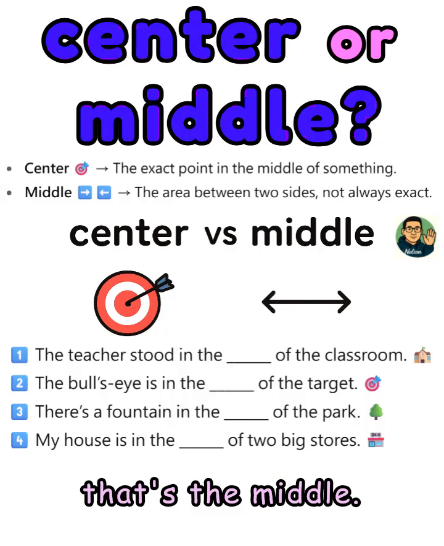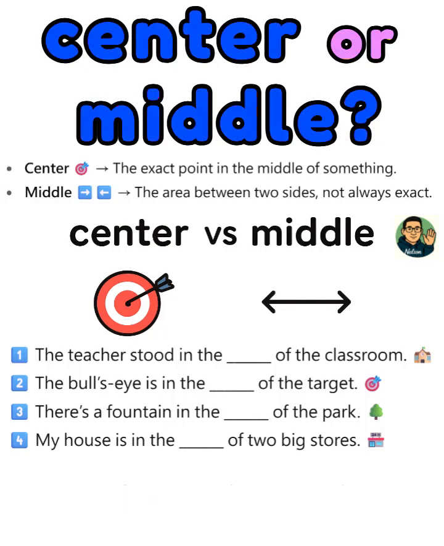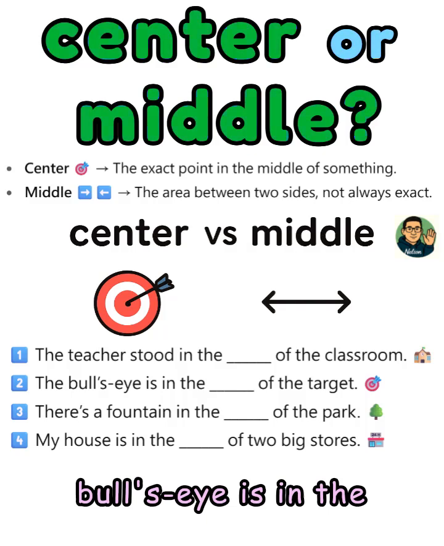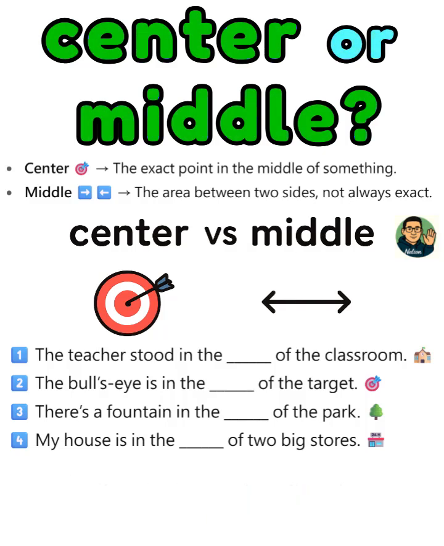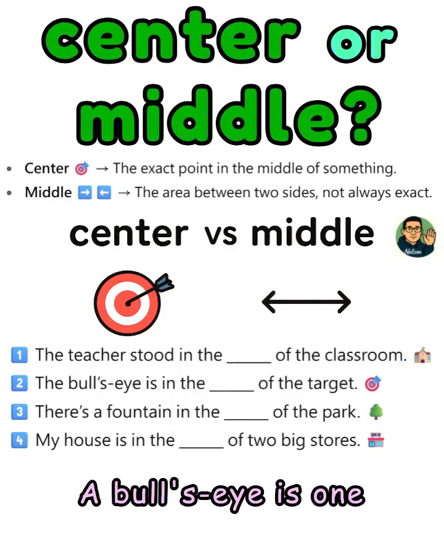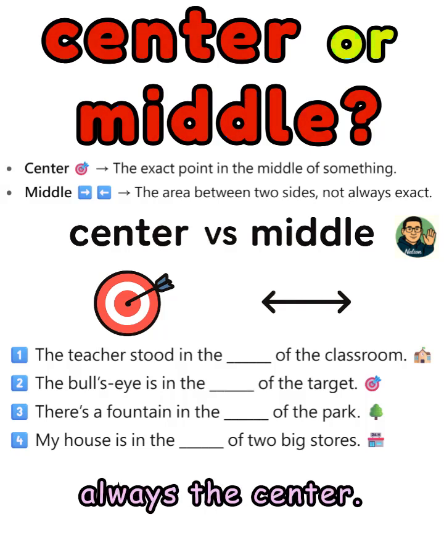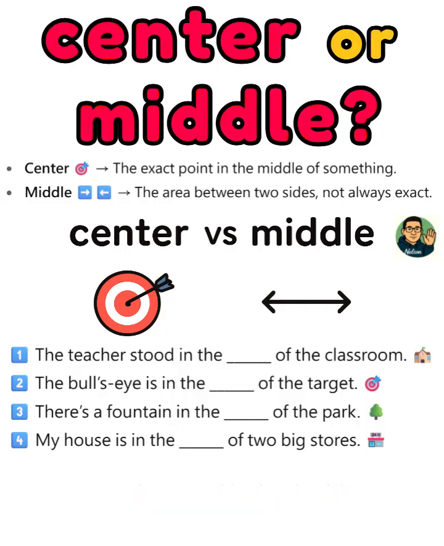So that's the middle. Question 2. The bullseye is in the blank of the target. A bullseye is one exact dot, and one exact dot is always the center.